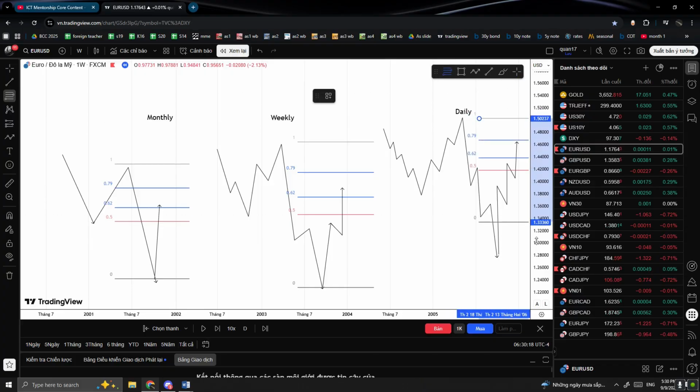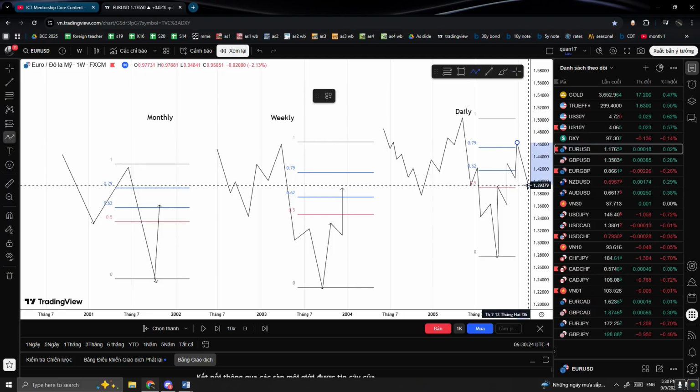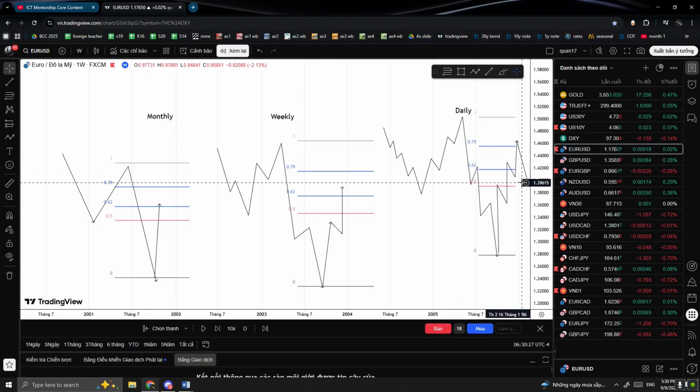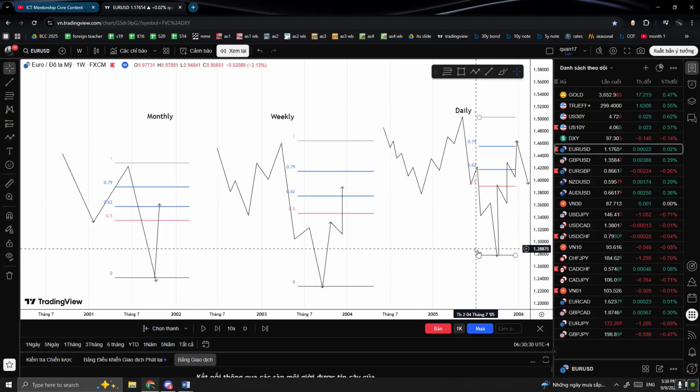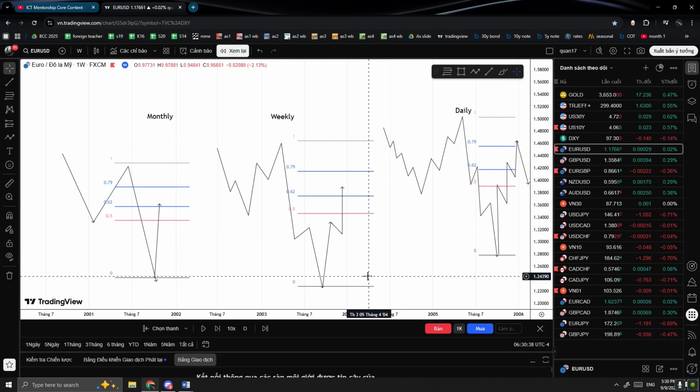This is the same swing, okay? In this picture, it's the same swing. Let's assume the daily shifts down. When the daily shifts down, we can't just say it's the same example that we got here. The daily shifting up doesn't mean that the weekly is bearish.